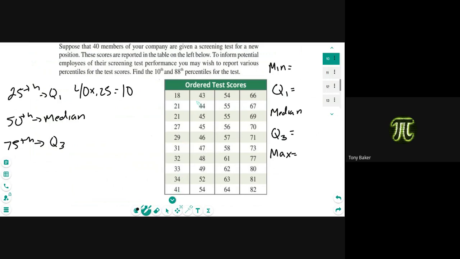So Q1 is going to be 10. So it's 41 and 43, because you look at the 10th and the 11th number. So Q1 is 42. Median, you're looking for your 20th number. So you're looking for 20th and 21st. So 54 and 54. Add up, divide by 2, still get 54. 40 times 0.5 is 20. 20th number, 21st number.